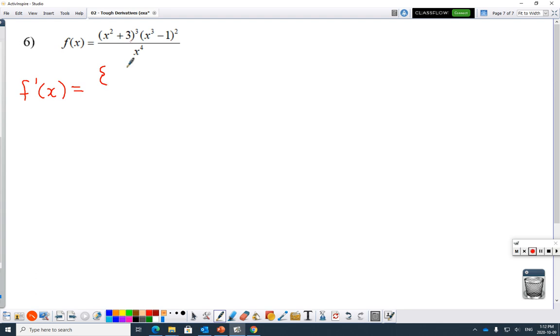Okay, to do derivative of the top, we do derivative of the first times the second plus derivative of the second times the first. Now I did that fast on purpose, and I'm going to check it in just a second.